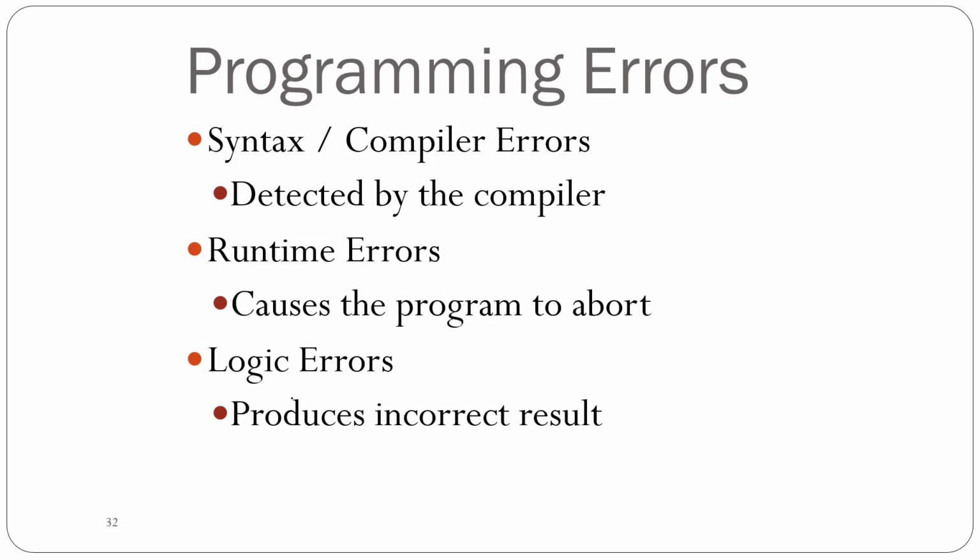Then there are some runtime errors, which are the errors that the compiler won't be able to figure out. But while running the program, it will find out that it's not possible to run this program. What could be the situation? Like dividing by 0. You cannot divide by 0. Divide by 0 is not defined. So this divide by 0 will not come up when you compile the program, but when you run it, that's where this runtime error will occur.